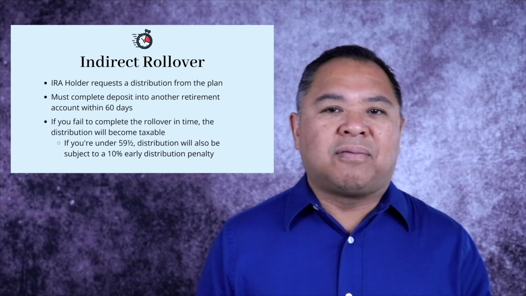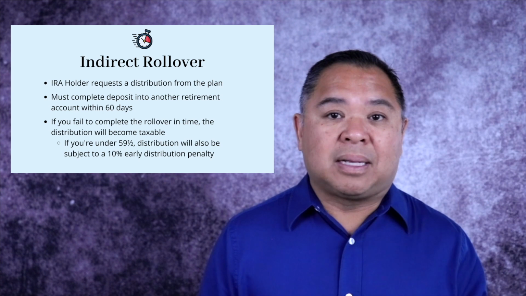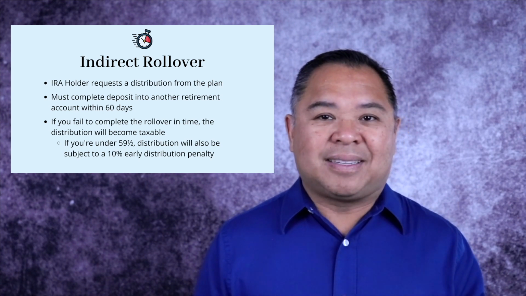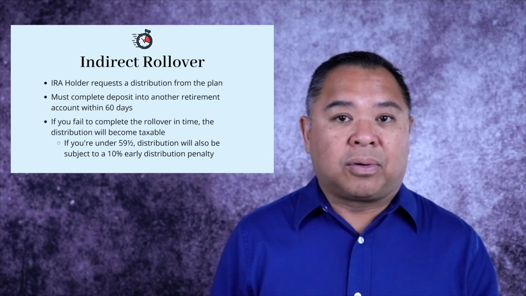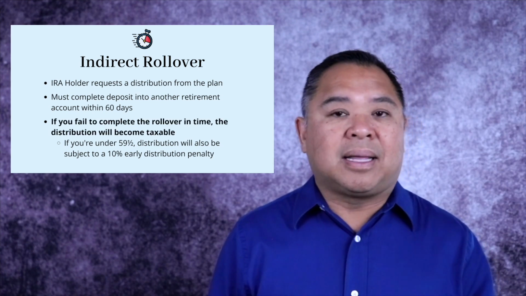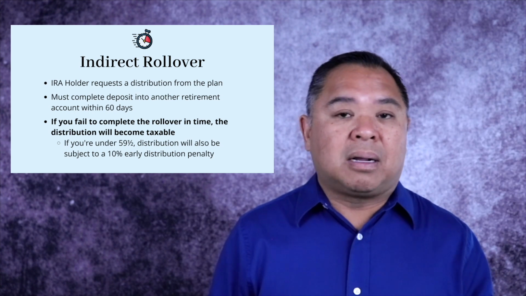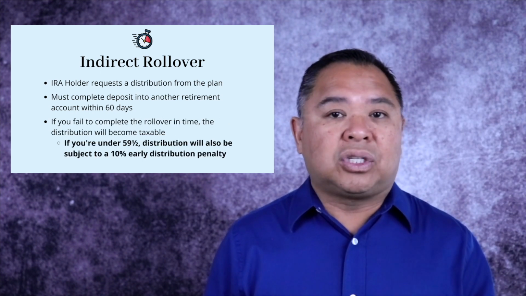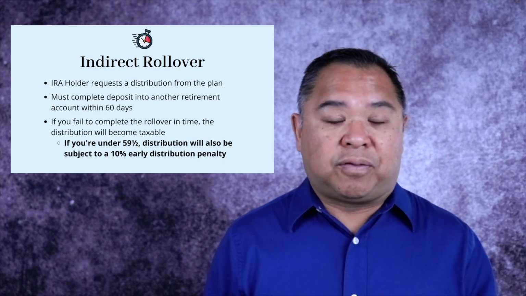This process involves more risk, as it involves taking a distribution from these retirement plans and having to roll it back within a certain time frame of 60 days. Now, 60 days should be ample time for you to be able to roll over or put back the amount that you distributed. However, if you procrastinate and that amount is not rolled back in within the 60-day period, that amount will not only be subject to tax, but also could be subject to an additional 10% early distribution penalty if you're under the age of 59 and a half.